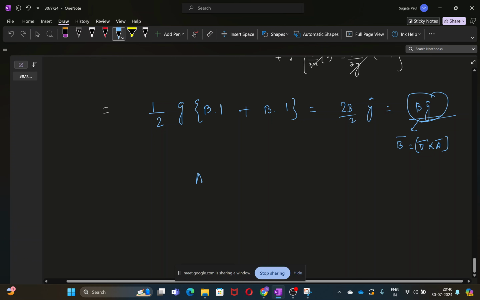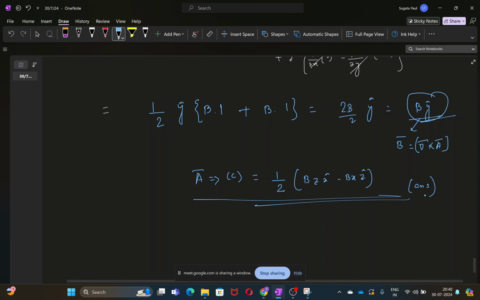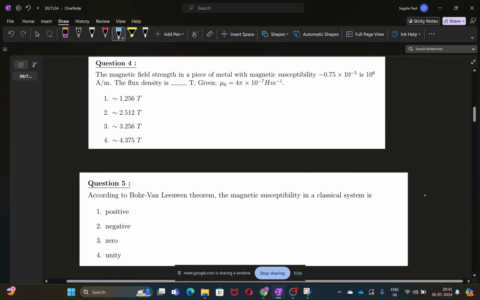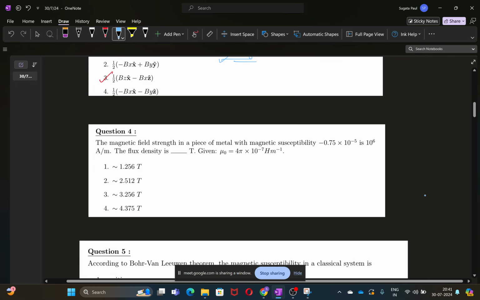So in this case your answer is option number C, which is nothing but this result, half Bz x cap minus Bx z cap. Okay, so this is your answer. So the single formula and the most important rule we had to follow for this question was B equals curl of A. Okay, done. Then we will move on to question number 4.